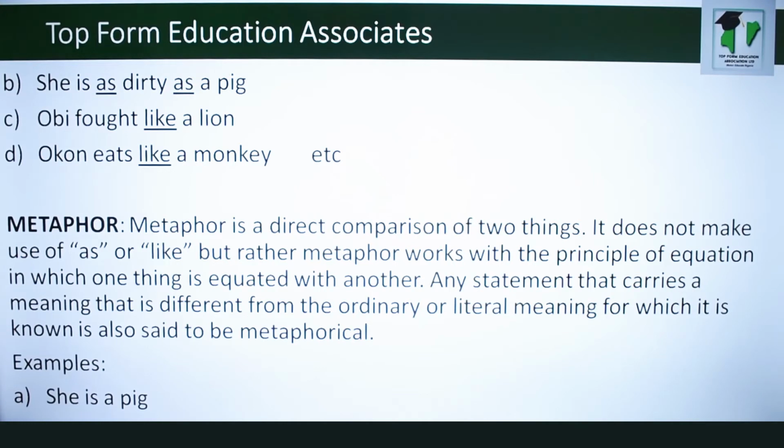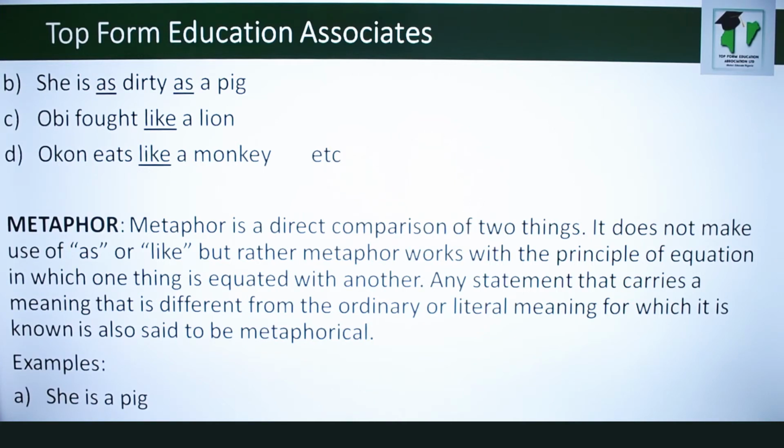All right, the second example, we have a metaphor. What do we mean by a metaphor? Metaphor is a direct comparison. Remember, simile is an indirect comparison. Metaphor is a direct comparison of two things. It does not make use of as or like. Note it again. It does not make use of as or like, but rather metaphor works with the principle of equation. It equates this word, this attribute, to this. The principle of what? Equation, in which one thing is equated with another.